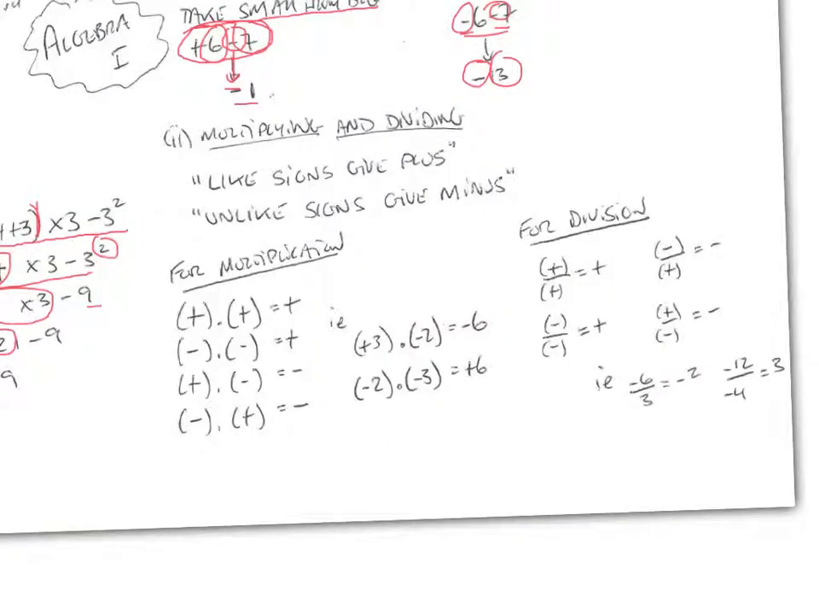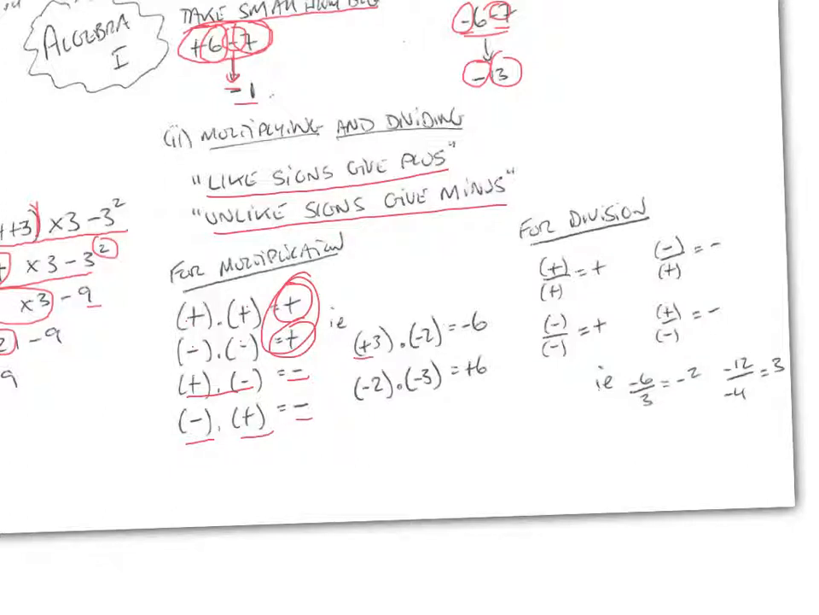If I'm multiplying or dividing, the same rule applies for both with positive and negative numbers. Like signs give a plus sign in the answer, unlike signs give a minus sign in the answer. So for multiplication, plus 3 times plus 2 gives a plus answer. Minus times minus gives a plus because like signs give plus. Unlike signs, positive times negative gives negative, negative times positive gives negative.